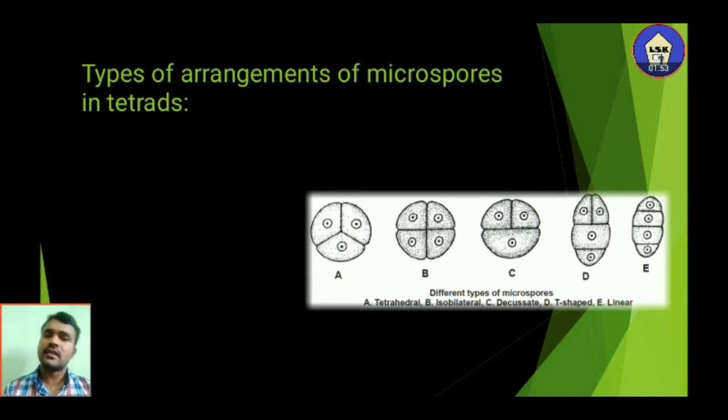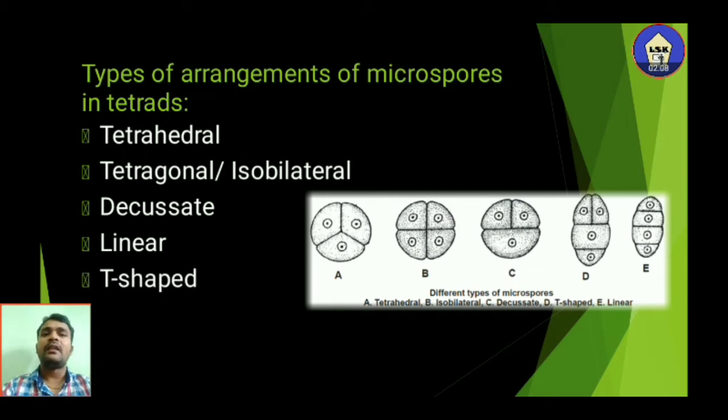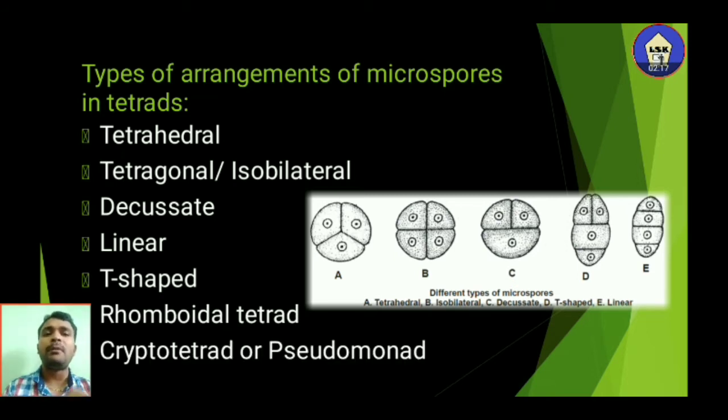Or in tetrads, there are different types of arrangement of microspores. The first one is called tetrahedral. The next one is tetragonal or isobilateral. The third one is decussate, followed by linear. And the fifth one is T-shaped. Other than these, two more terms are used. One is called rhomboidal tetrad, and the last one is cryptotetrad or pseudomonad. So these are the different types of arrangement of microspore tetrads.